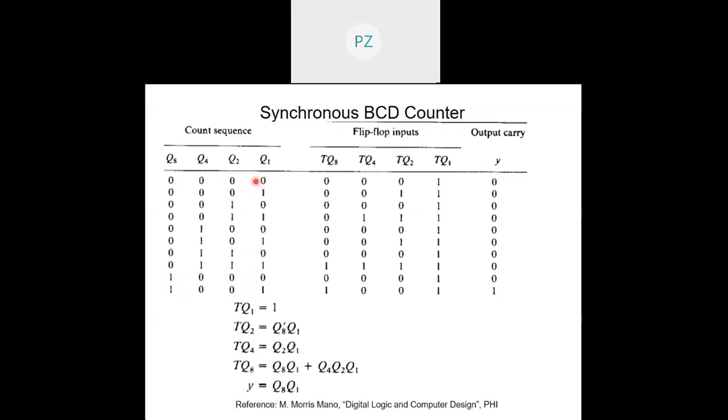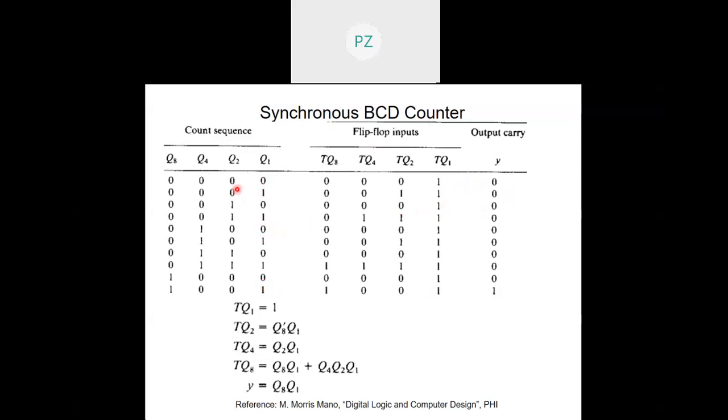It is just that we are trying to design the synchronous version. For the synchronous version, we know that we have to find out the required flip-flop inputs, right? Once we have written this, we need not say present state and next state as we do usually in the case of design of sequential circuits, because the count sequence is pretty regular. So for TQ1, I see that it changes from 0 to 1. So required flip-flop input, if you look at the excitation table of T, it is 1. For 1 to 0, it is 1. For 0 to 1, it is 1. So since this is toggling at every consecutive clock pulse, all the TQ1s are 1.